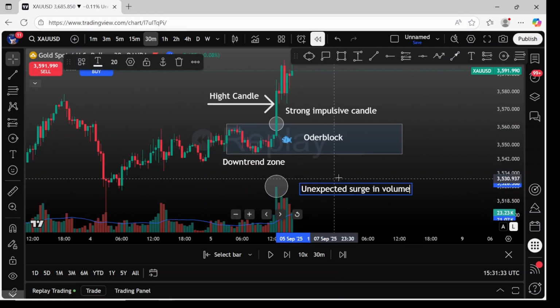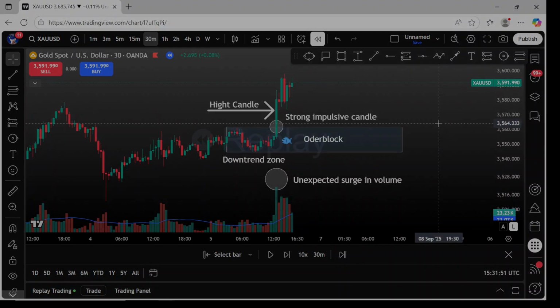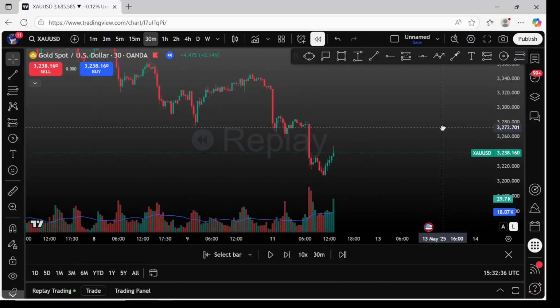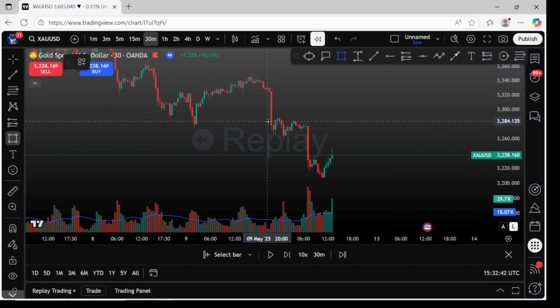Rule 4. Creates an imbalance, fair value gap. After the breakout, there should be a clear imbalance in price, a sign that price moved quickly, leaving liquidity behind. Rule 5. Volume confirmation. Volume of the OB candle should be at least 1.5x the average of the last 10 candles, and at least 1.5x the previous candle's volume. Without strong volume, the OB might not hold.